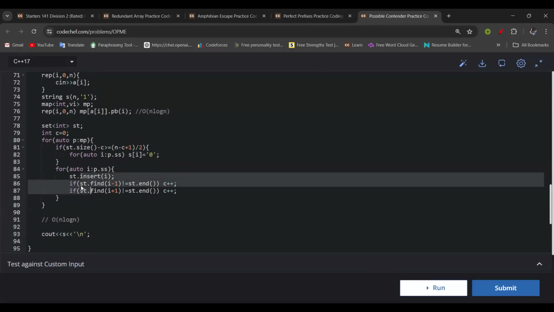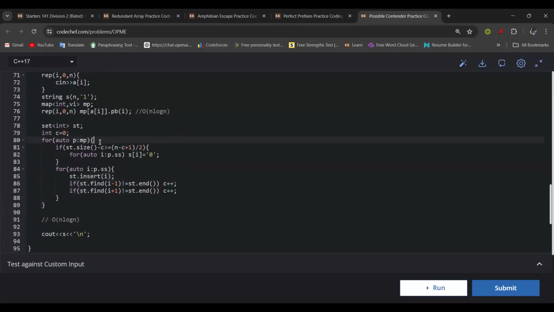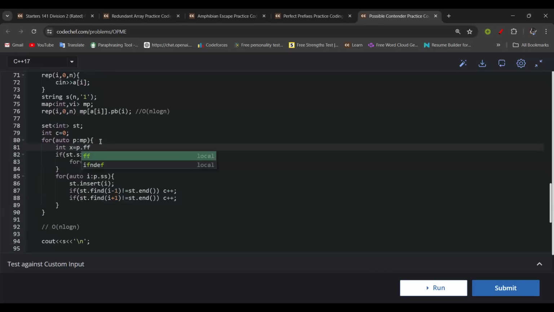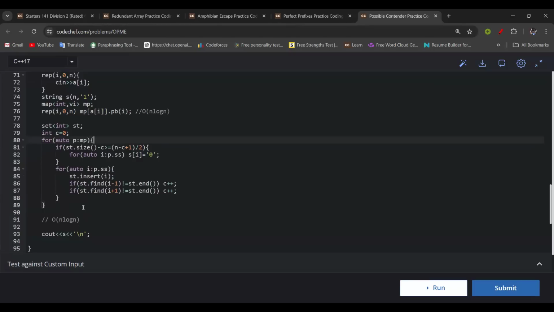I had actually got a TLE first in this problem. I had written this int x equal to p dot first, just that, and I was getting TLE. Then I saw that this x is not used and not required. I just removed that, and I got accepted. It was a little crazy why it was giving TLE here, but yes, it is n log n, but a heavy n log n with a greater constant. So you need to write in an optimized way as much as you can to get accepted here.